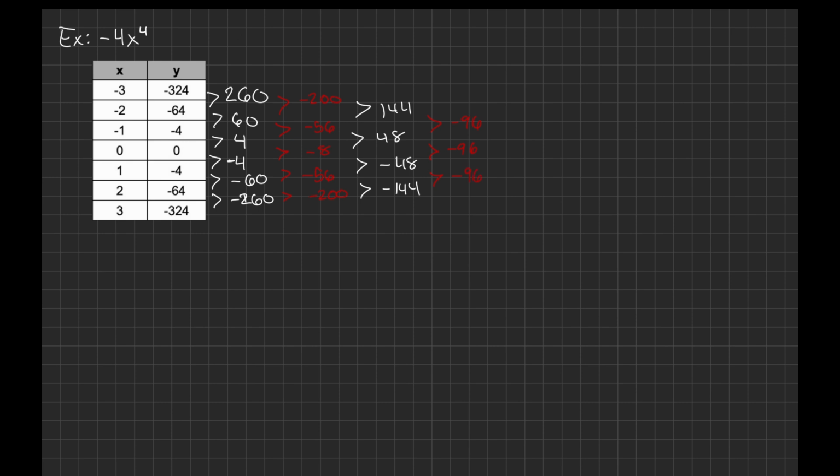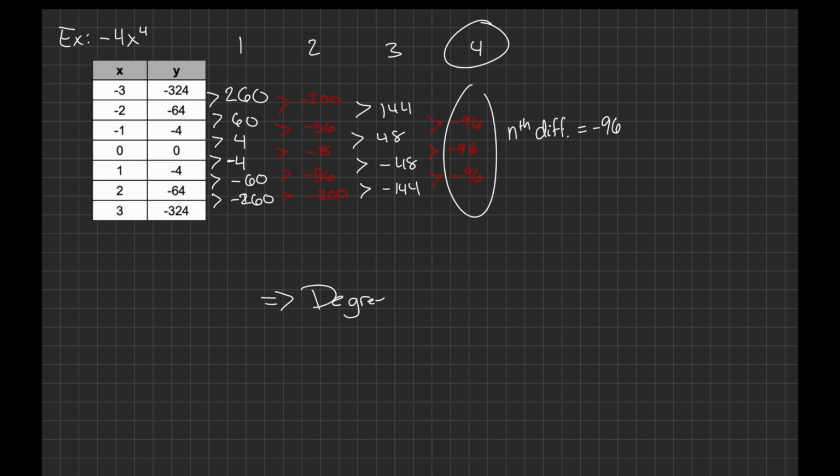We can see here on our first, second, third, fourth difference, we had constant terms because they are all negative 96. And so we know that the nth difference equals negative 96. And so now from this we can extrapolate that the degree is 4, and then we're going to use the equation right here of nth difference equals a times the degree factorial.